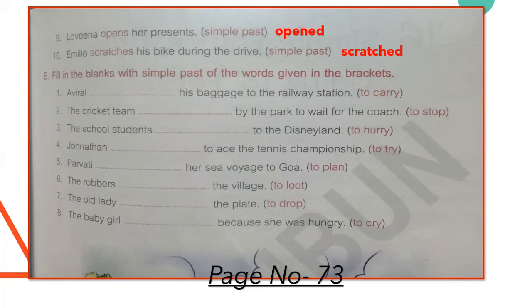Next exercise, students, is where you need to fill in the blanks with the simple past of the words given in the brackets. Okay. Aviral dash his baggage to the railway station. It's a name. Now you have to change the word carry into a simple past tense. You all know the drill. Pause, complete, check.